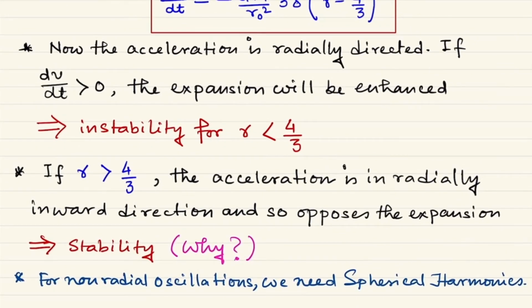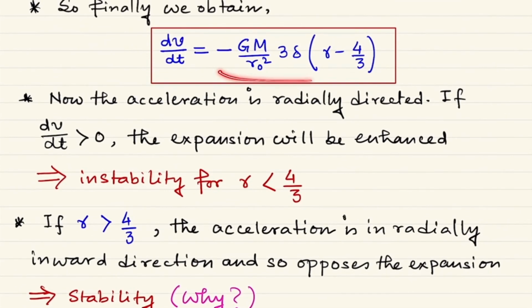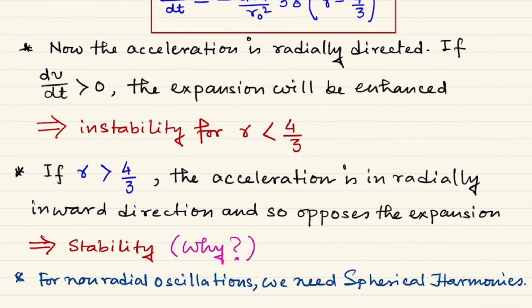However, if you have gamma greater than 4 by 3, then the acceleration is actually in the radial direction, but in the inward direction, because then this thing will be negative, the total thing, because this is positive. Then the acceleration is in the radially inward direction, and so opposes the expansion, and then it leads to stability.